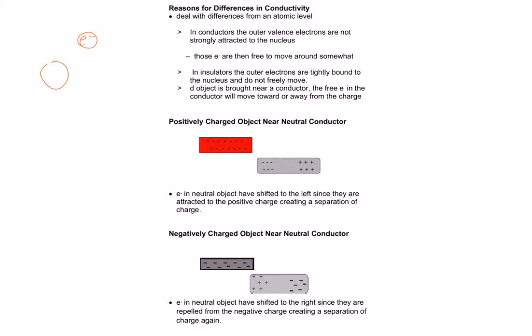Some people explain it as, in a conductor, there are weak bonds between the nucleus and the electrons, so it's easy to take those electrons away or add them. In an insulator, we think of the electrons not necessarily being closer, but having a stronger bond to the nucleus, so we can't get those electrons to move away as freely. That's the key idea.